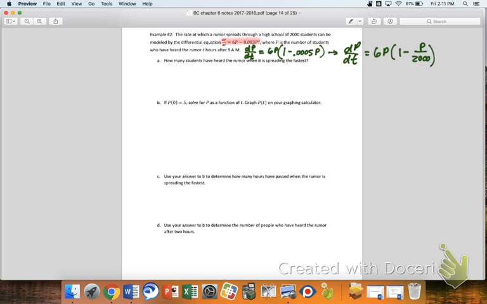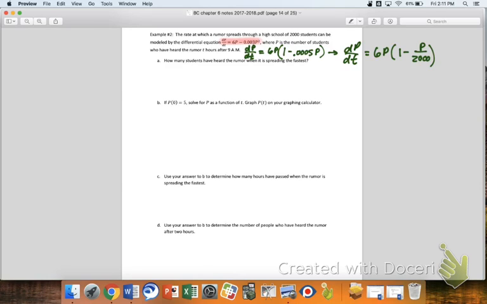Okay. Part A says, how many students have heard the rumor when the rumor is spreading fastest? In other words, when is it blowing up and the rate of hearing the rumor is at its highest? Any ideas? He's got a pretty good memory. You said that where it's increasing the fastest is always an inflection point. Remember that graph I drew yesterday? That's what he's connecting. That's good.